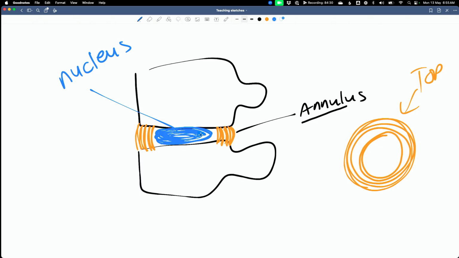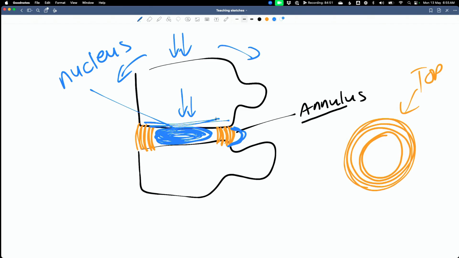Which then allows the vertebral bones to bend forwards and backwards, and also to absorb shock. Because as this compresses down, this can bulge out a bit and this can squish down a bit, and then it springs back. It's a shock absorbing system and a movement system.